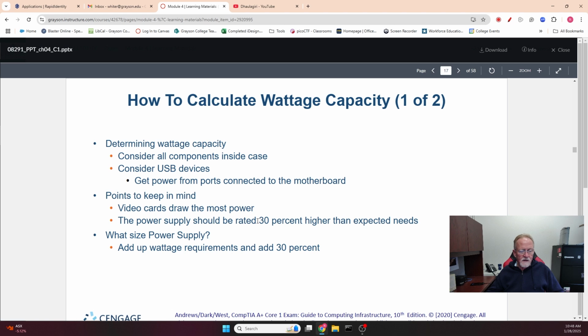So if you've got a requirement for 150, then you're going to have to add an extra 45 watts to that, because 30% of 150 is 45. So you'll add an extra 45 watts. That means you would have a minimum of 195 watts that you would need. So you add them up, you add the 30% in, and then you can go shopping for your power supply there.